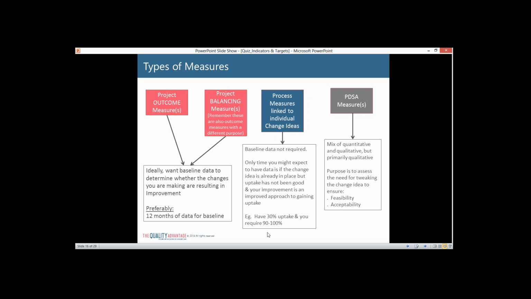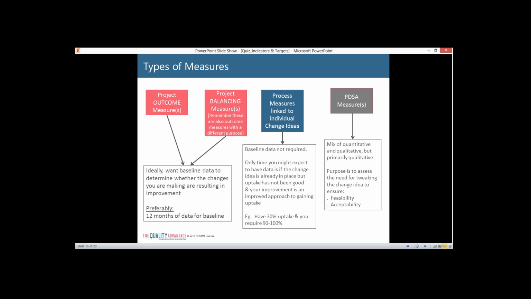Moving to process measures, as I indicated, these are measures that are linked to individual change ideas. And baseline data for these are not required. In fact, it's not usually available because the changes that we make are often new ways of doing things. So we wouldn't have data prior to the project. The only time you might expect to have data is if the change idea is already in place, but the uptake hasn't been as good as you would like. And the improvement goal is actually about trying to improve the uptake.